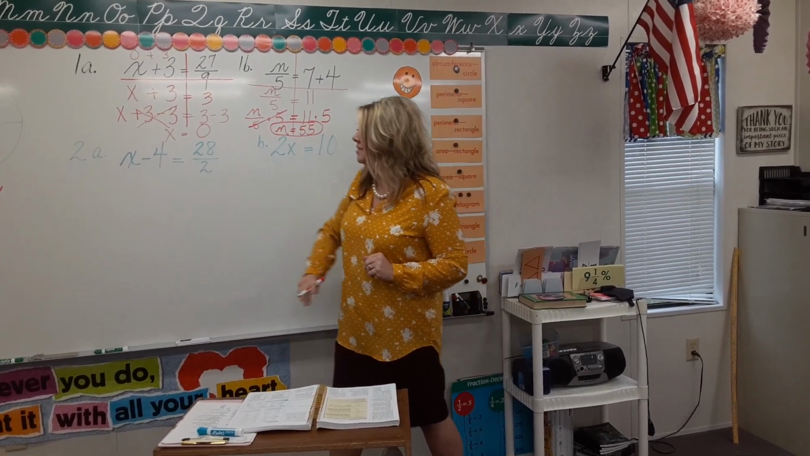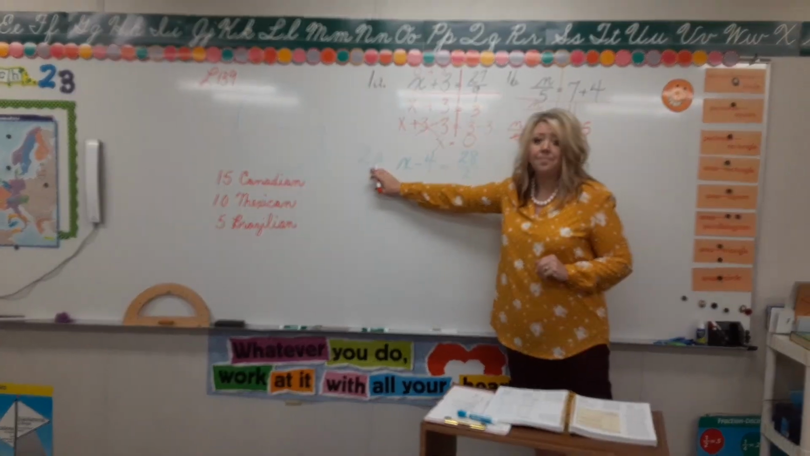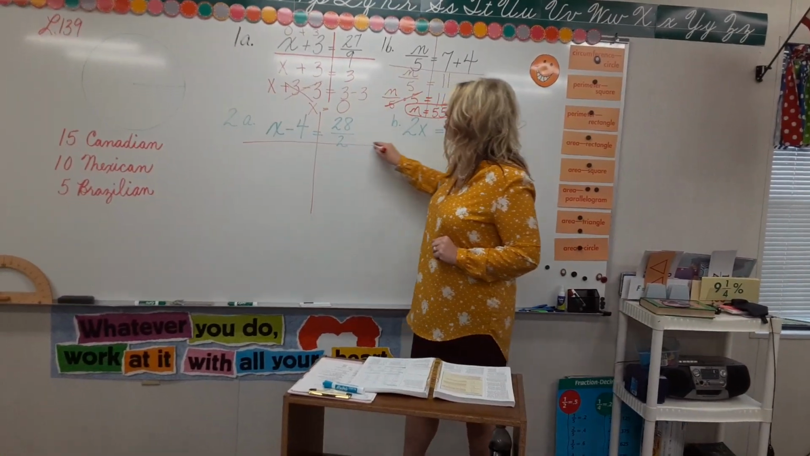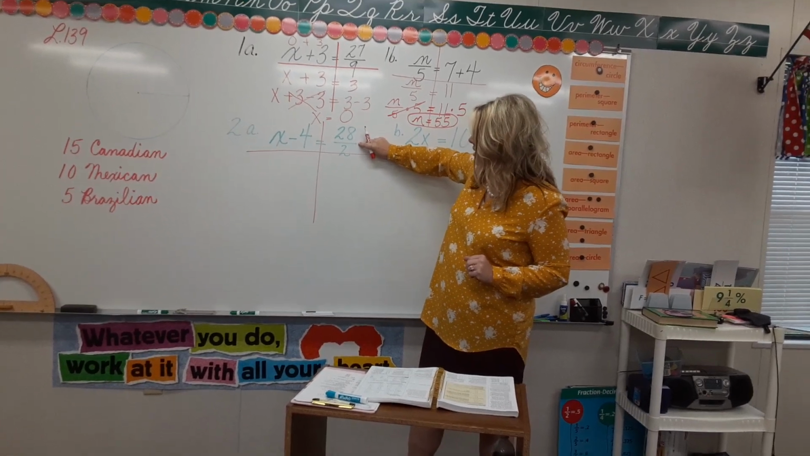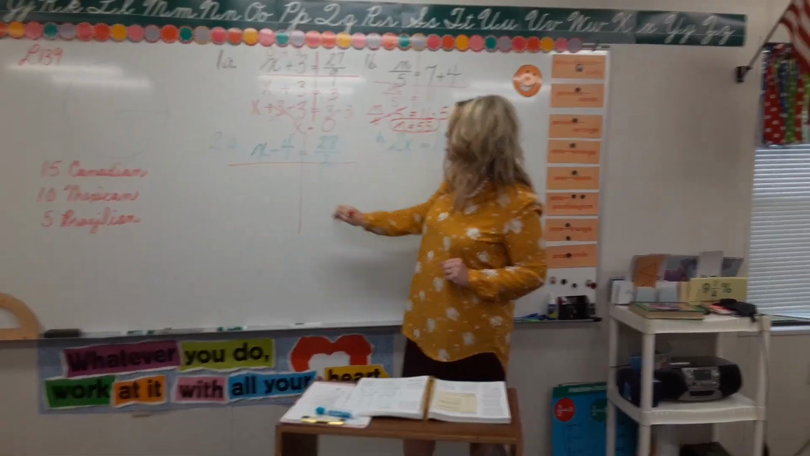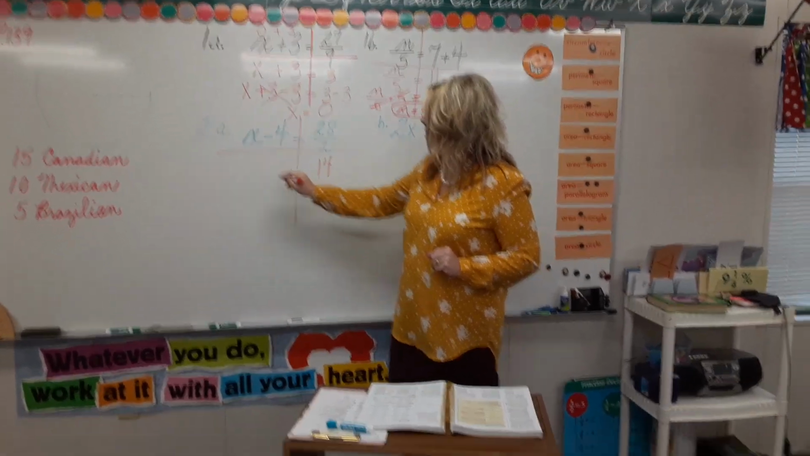Let's move on. Section 2, letter A. Divide the equation. Work what we know. We know this is a division. This stands for a division symbol. So 28 divided by 2 would be 14.